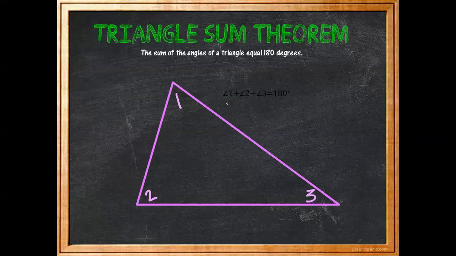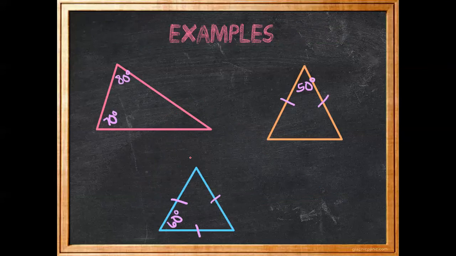Okay, the triangle sum theorem says that angle 1 plus angle 2 plus angle 3 have to equal 180 degrees. So for example, if we have 70 degrees and 80 degrees right here, then we know that this 70 plus 80 plus this side, let's say it's x, have to equal 180. So we'll say 70 plus 80 plus x have to equal 180 degrees.